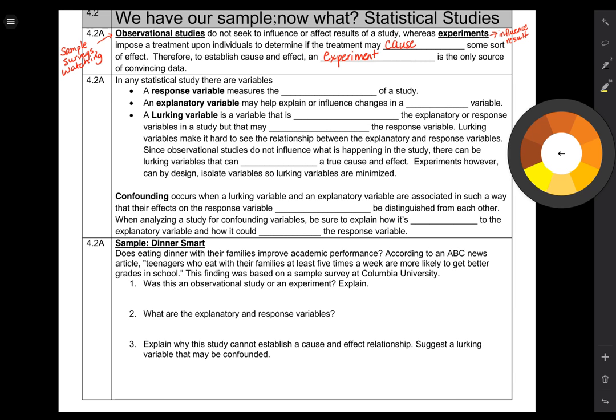In any statistical study, there are variables, and we mentioned these when we talked about scatter plots. A response variable measures the outcome of a study. An explanatory variable may help explain or influence changes in a response variable.